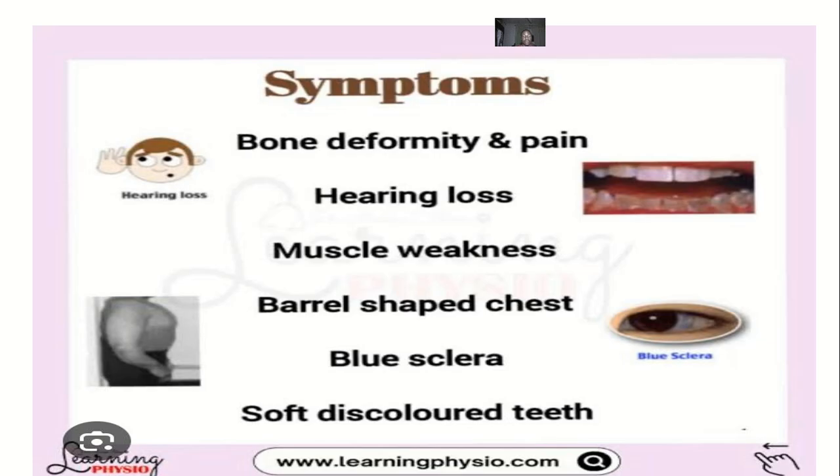What are the symptoms of osteogenesis imperfecta? Here we just have an overview of what you expect to see in osteogenesis imperfecta. You can see the discolored teeth of someone affected with osteogenesis imperfecta. Usually the teeth are discolored and soft. The blue colored sclera of the eye, and you can see chest deformity right here.